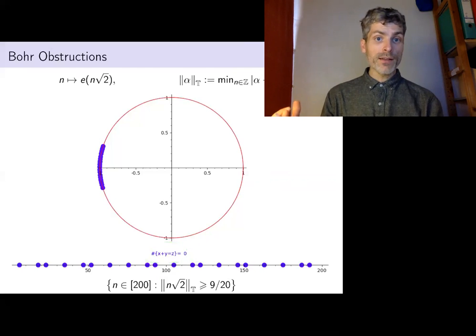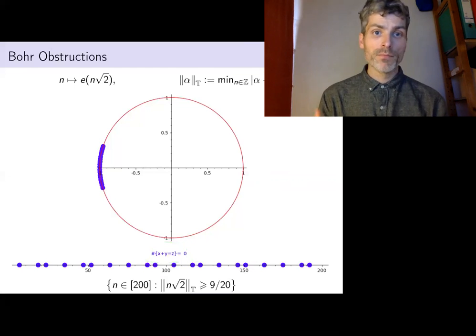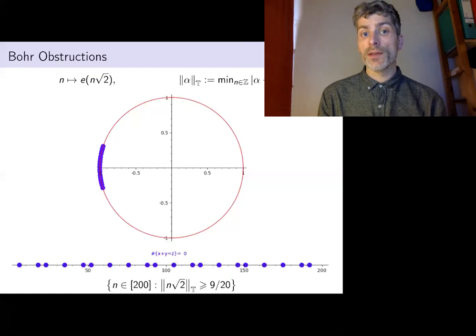So defining the naive heuristic so far looks like a matter of embedding in the circle and pulling back an arc. And actually, that is essentially the only obstruction to the naive heuristic.